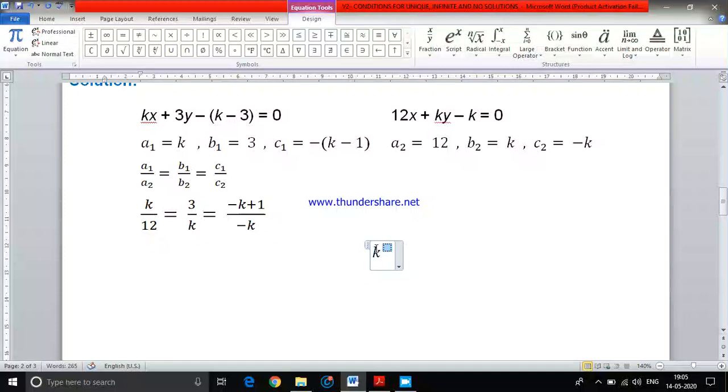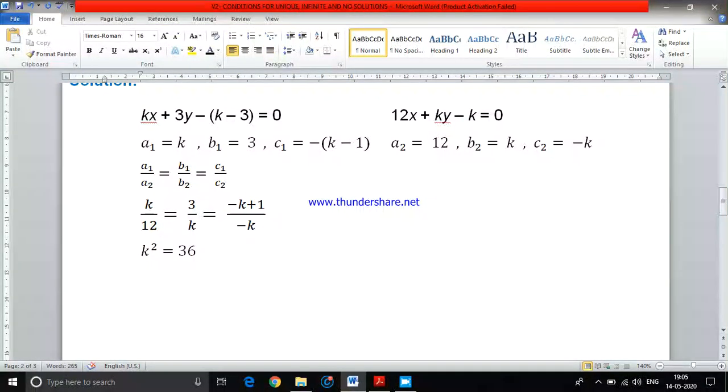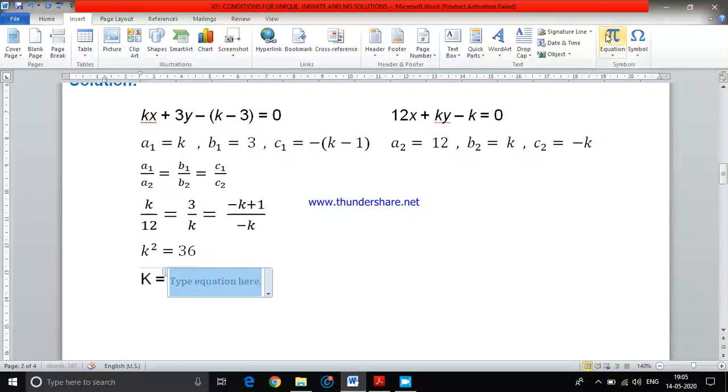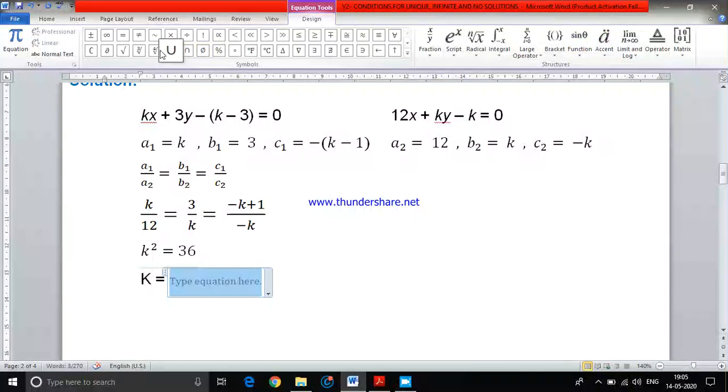K into k is k square, which will be equal to 36. If you have already studied this, what could be the value of k? K equals, let me insert the equation again. Yes, plus or minus 6.